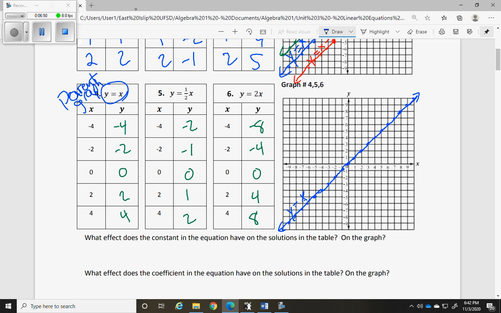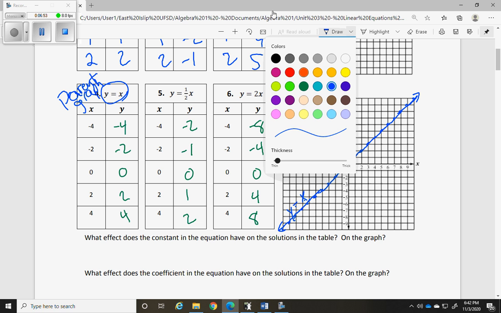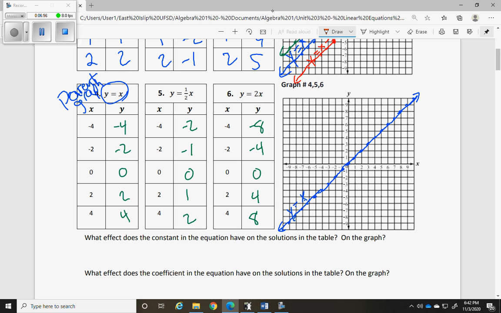Number 5, I'm just going to change my color. The points are (-4, -2), (-2, -1), (0, 0), (2, 1), and (4, 2). Look at the pattern of the points. Use the knowledge that we had from yesterday. It goes up 1 over 2, up 1 over 2, up 1 over 2, up 1 over 2. So I'm going to go up 1 over 2, and it continues the pattern in a straight line.